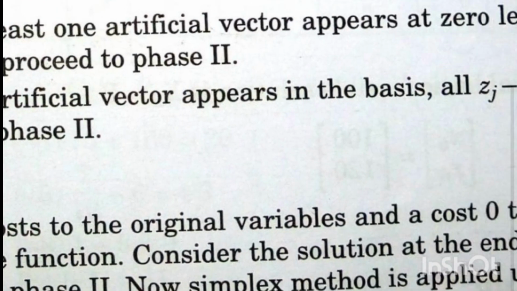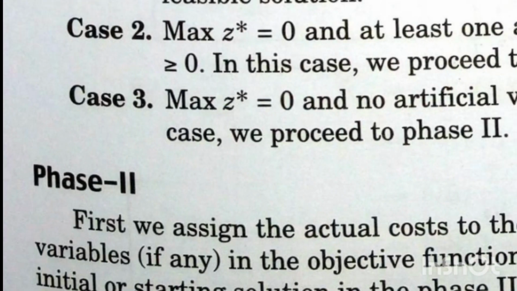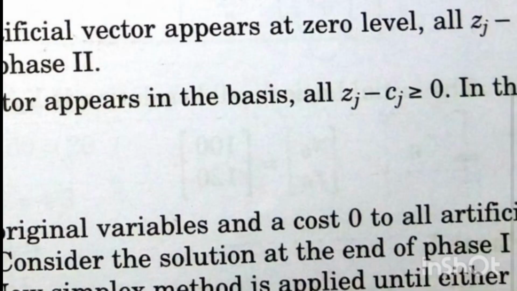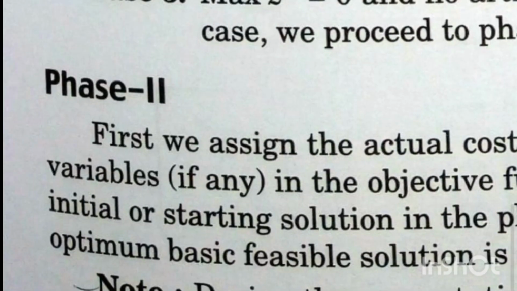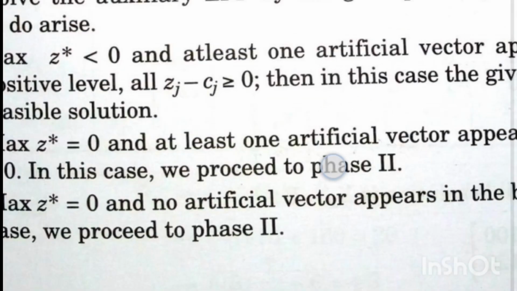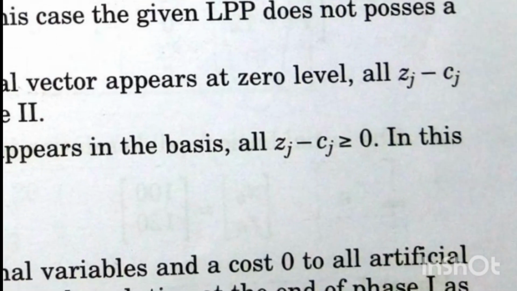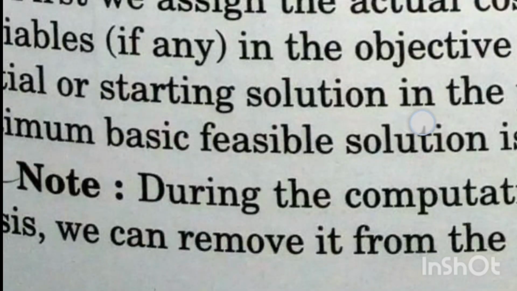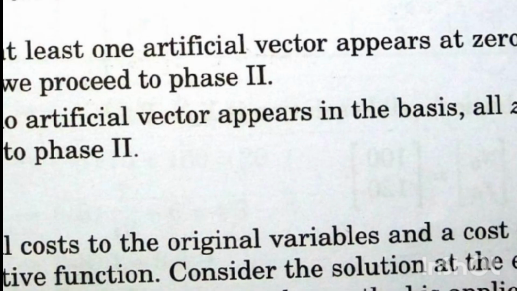Now the simplex method is applied until either an optimum basic feasible solution is obtained or an unbounded solution is attained. During the computational procedure, if any of the artificial vectors leaves the basis, we can remove it from the simplex table at the end of phase 1.